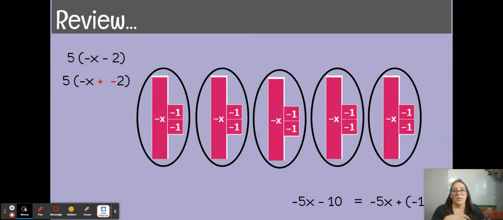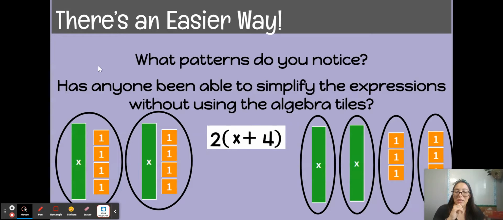My seventh graders did not like the algebra tiles last year. You remember that? Yeah, they didn't like it very much. So there's an easier way.